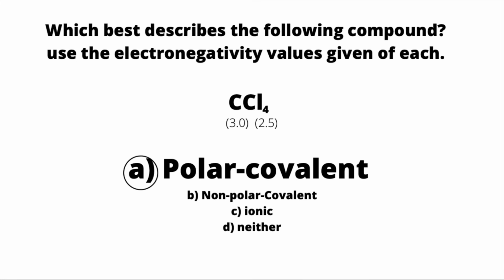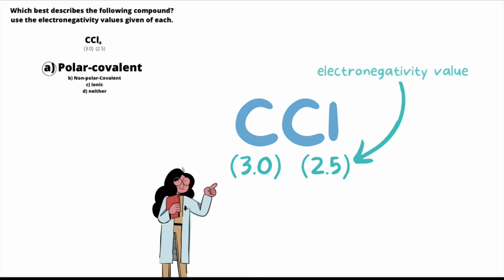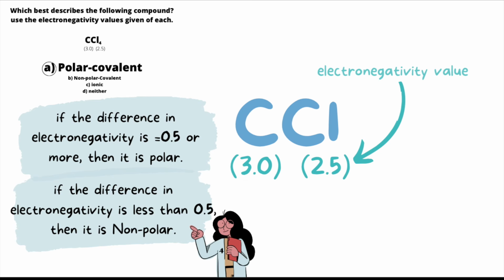Our answer here is A, polar covalent. So this is the compound we are given, and these are the electronegativity values attached to each of them. If the difference in electronegativity between the two types of atoms is 0.5 or more, then it's considered a polar covalent bond. If the difference in electronegativity is less than 0.5, then it's considered a non-polar covalent bond.